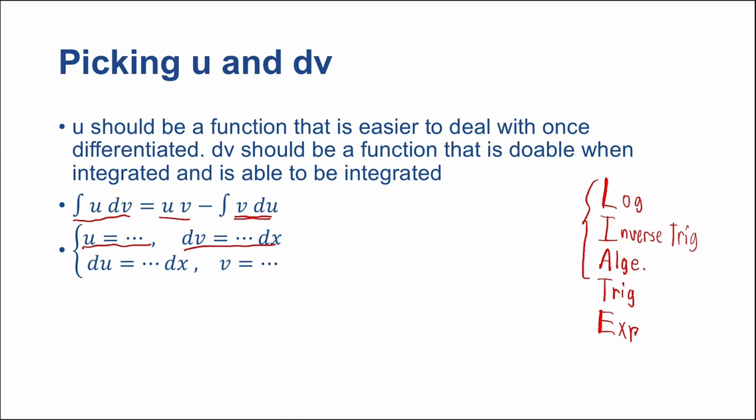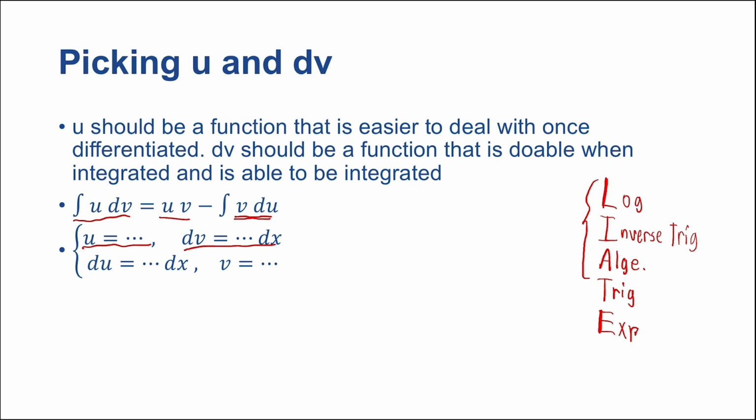So if I differentiate a logarithm function, like the natural logarithm, that becomes 1 over x, right? And then if I differentiate inverse trig functions, well, they become 1 over square root or 1 over 1 plus x squared. They become those types of functions, which are easier to deal with.